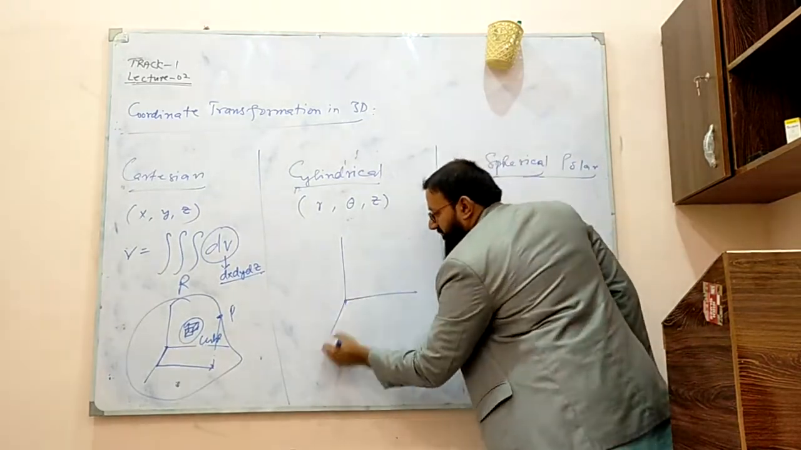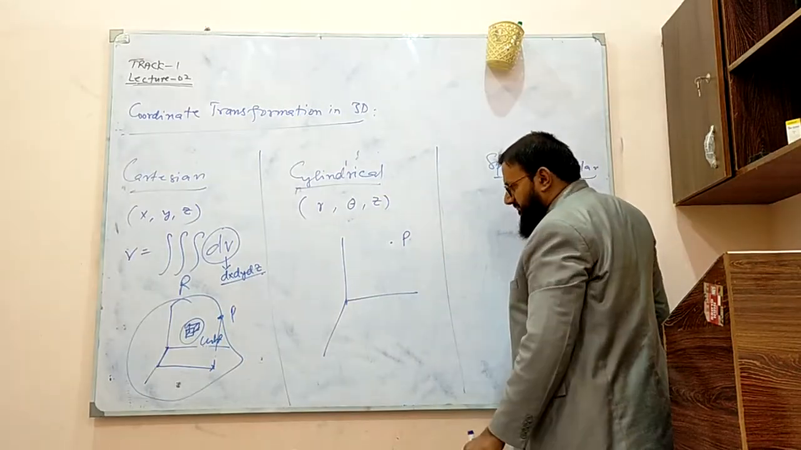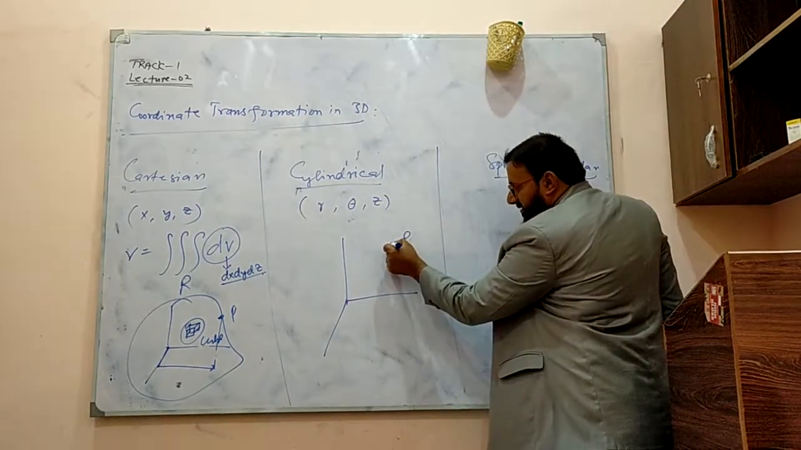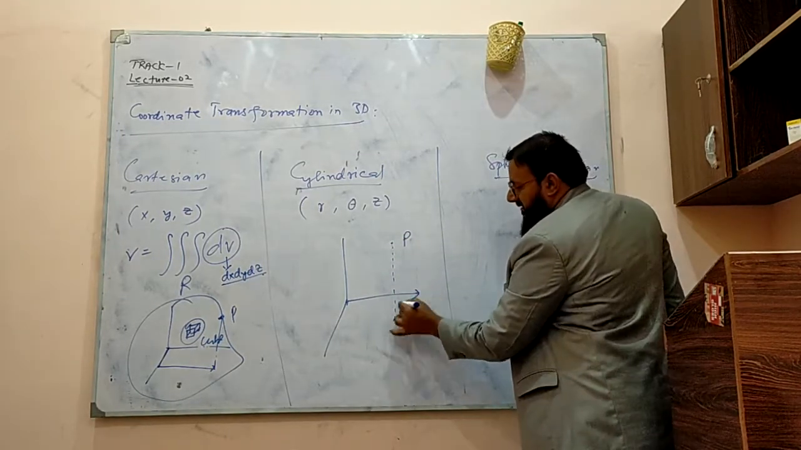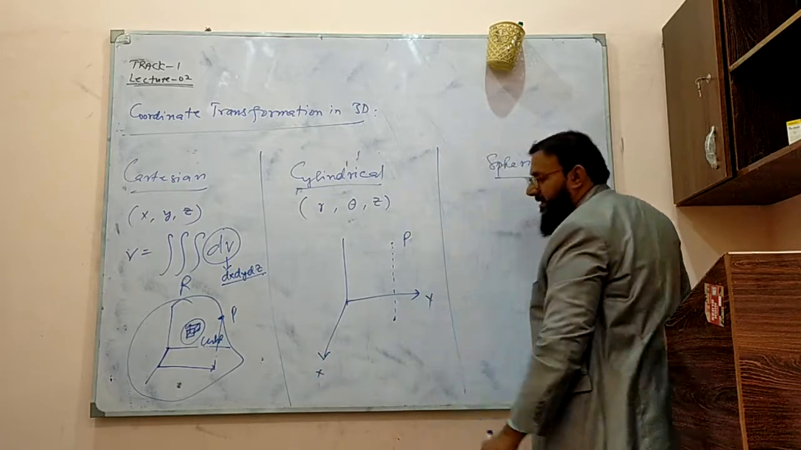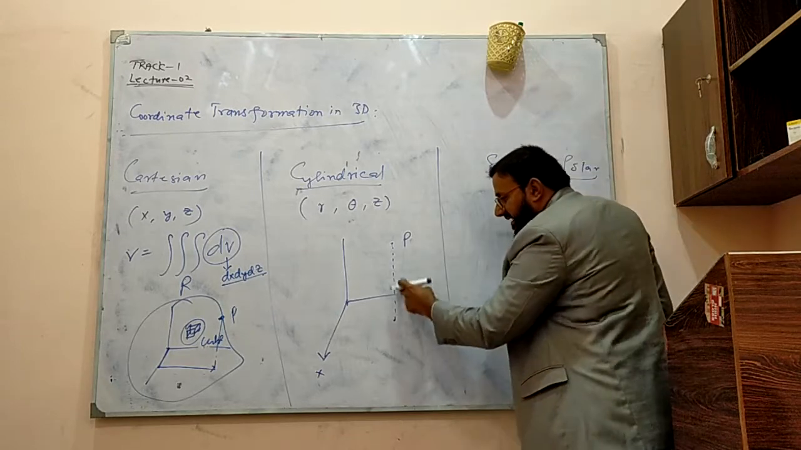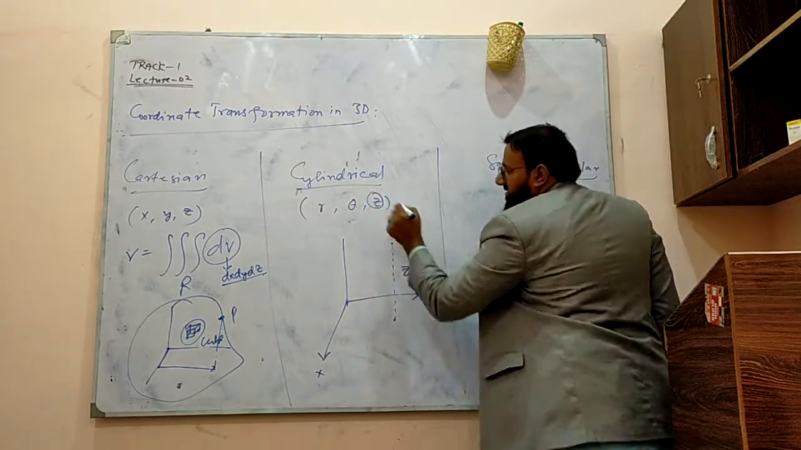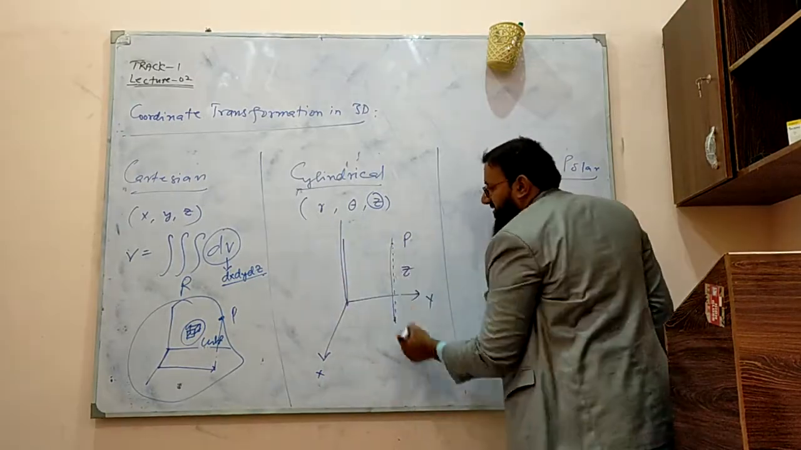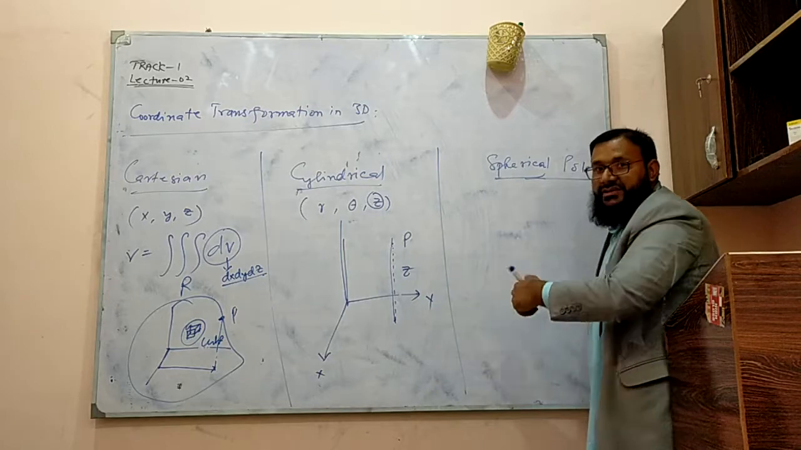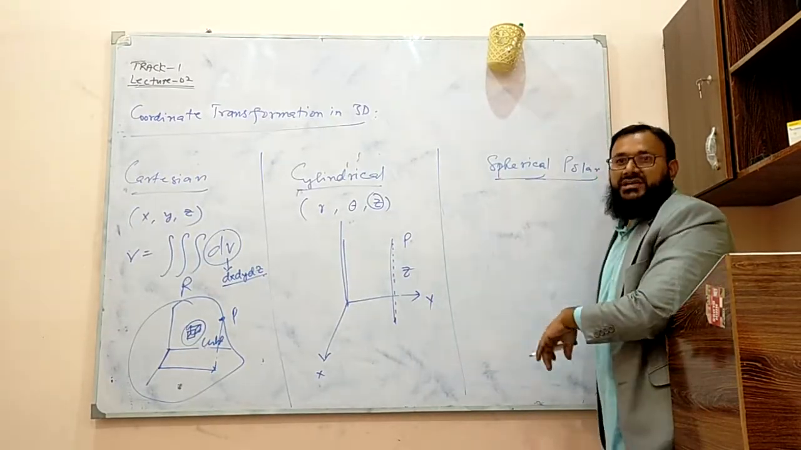You have a point. First thing is that you project this point down on the xy plane. The projection on the xy plane. And this height is called z. This is your z. Because this is your xy plane, this height would be equal to this height. Because this shape is a bit tilted, you know very well. You are projecting the point downwards on the xy plane.